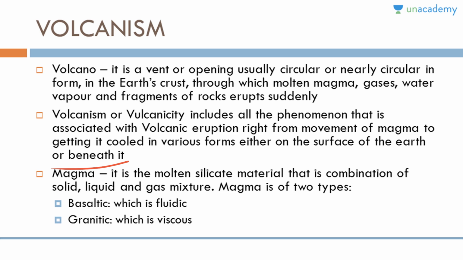Magma oozes out during a volcanic activity, and it is the molten silicate material that is a combination of solid, liquid and gaseous mixture. Magma is of two types, that is basaltic, which is fluidic or less viscous, and granitic, which is highly viscous.